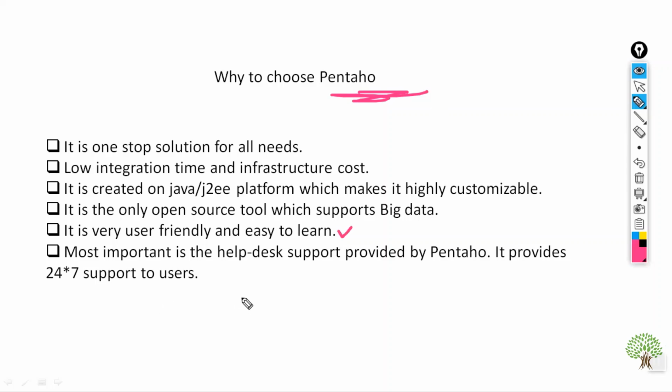And the most important is the help desk support provided by Pentaho. It provides 24/7 support to all the users. Okay, so let's move to the next slide.